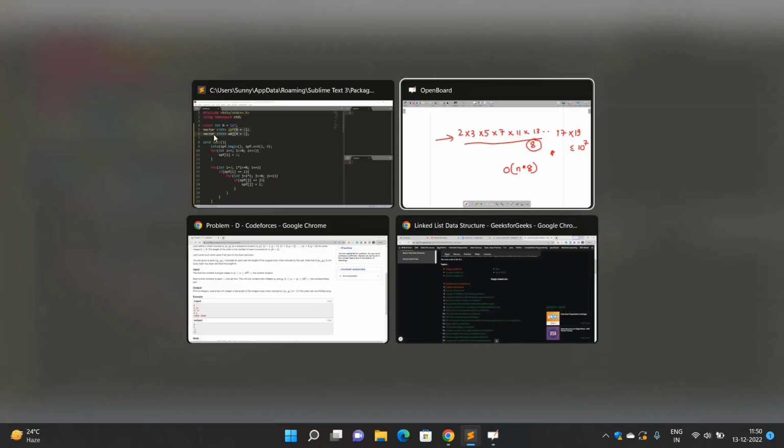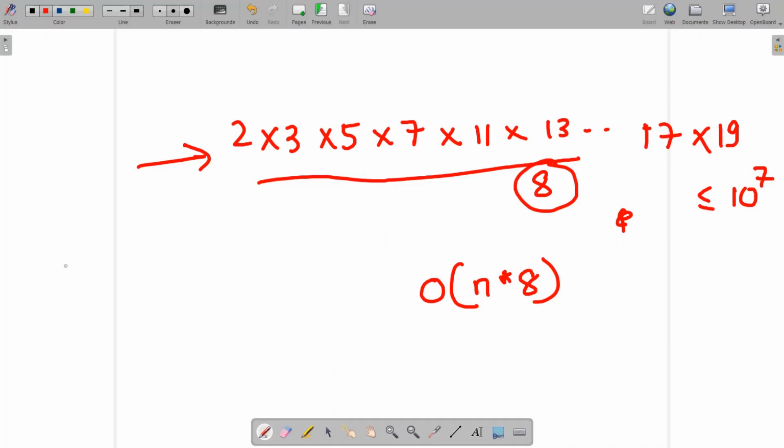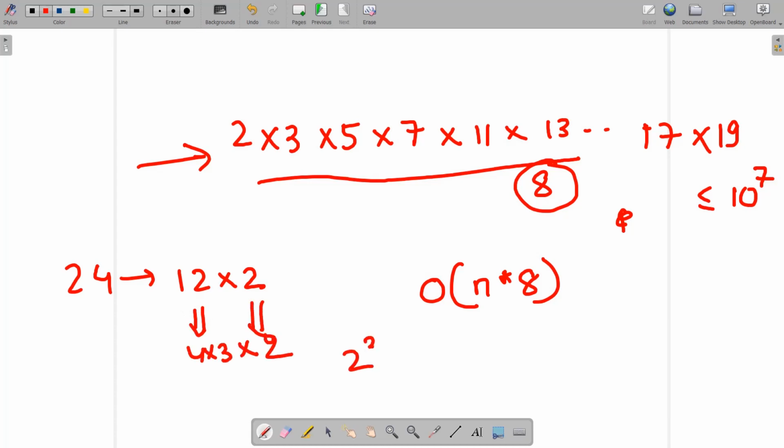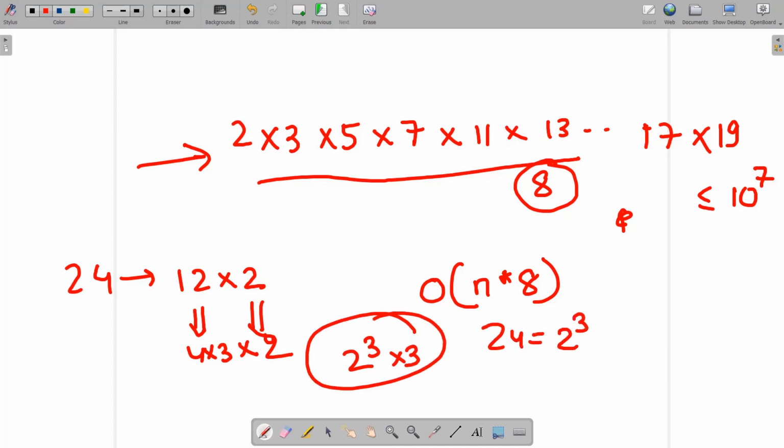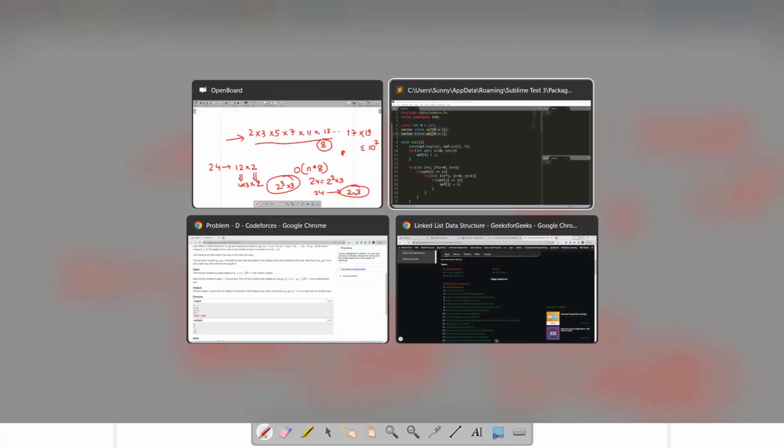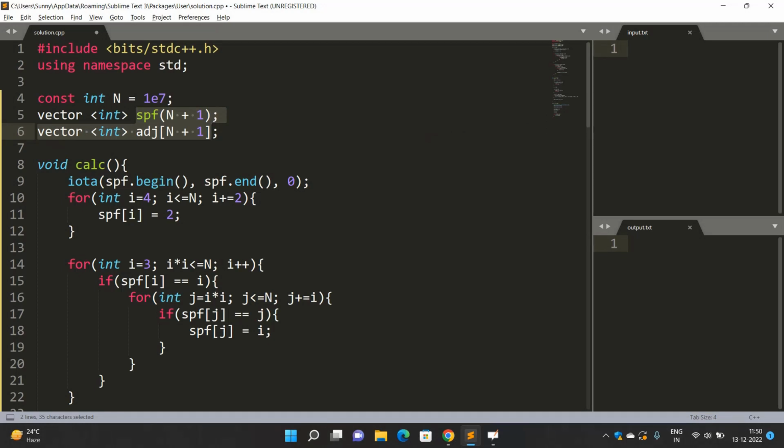Like in case of 24, it can be represented as 12 into 2, and 12 can be represented as 4 into 3, and this 2 is over here. So we have 2 cube into 3, right? So 24 can be represented as 2 cube into 3. So what are the least prime factors of 24, which are 2 and 3? So in case of 24, it will store 2 and 3 only.